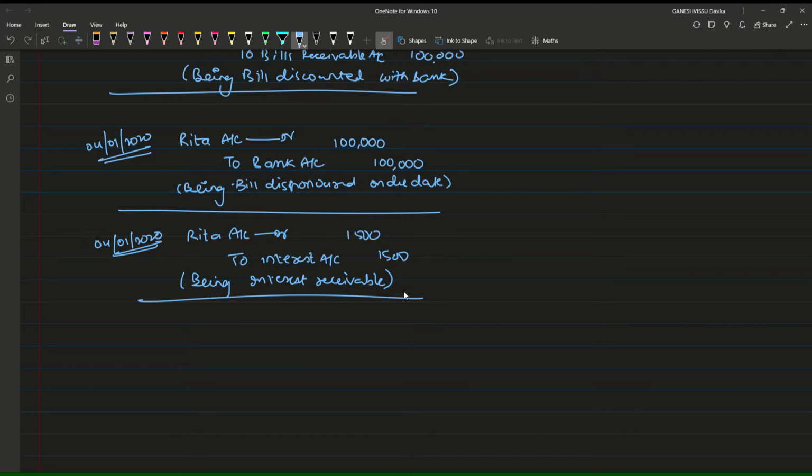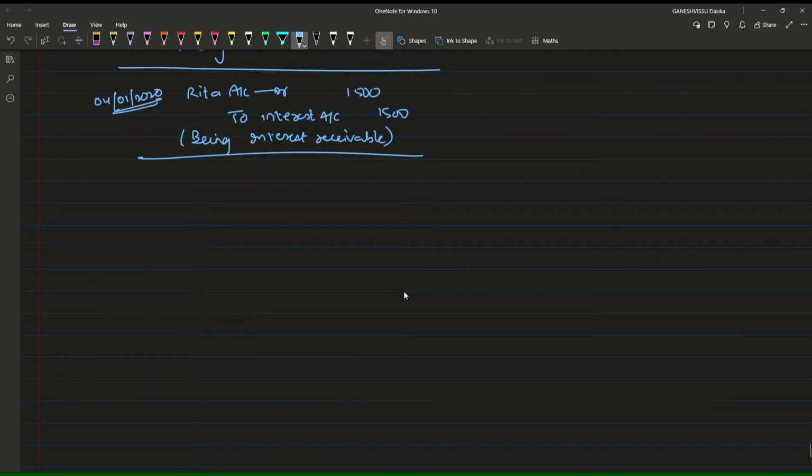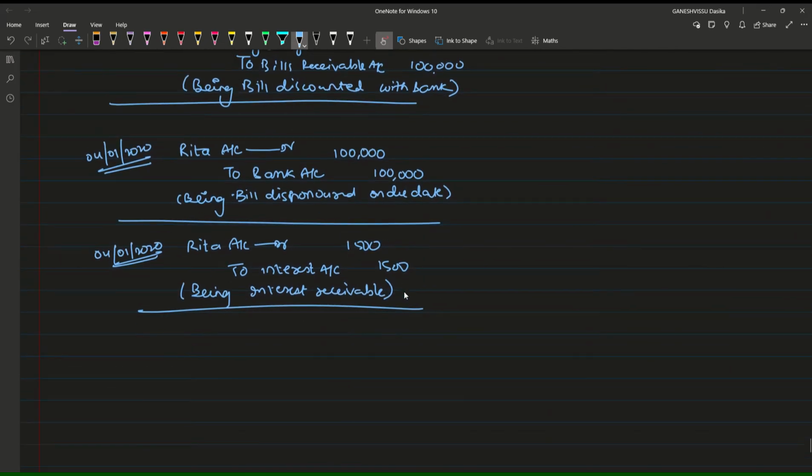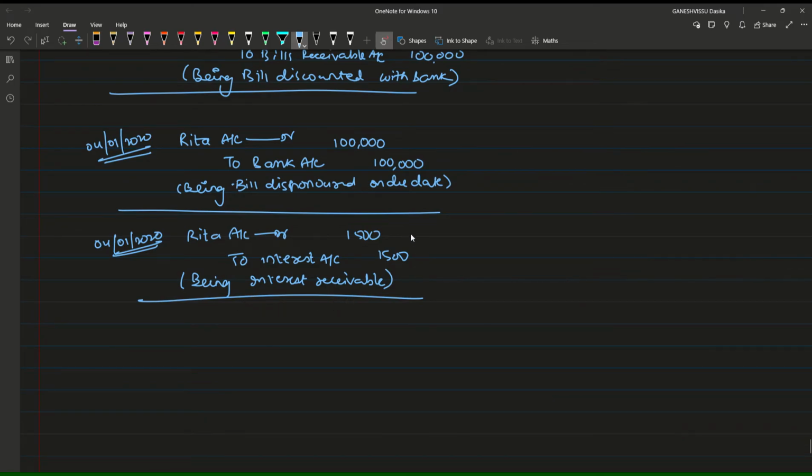Okay, narration is nothing but our expression of what we have understood. Being interest receivable, 1500 is the interest receivable. On the same date, 4/1/2020, we need to receive the amount, 50,000 rupees together with interest. So bank account debtor, 51,500 to Rita account. So for half of the amount, that is 51,500, we are going to remove Rita from our books.